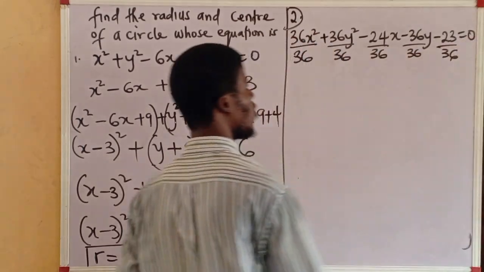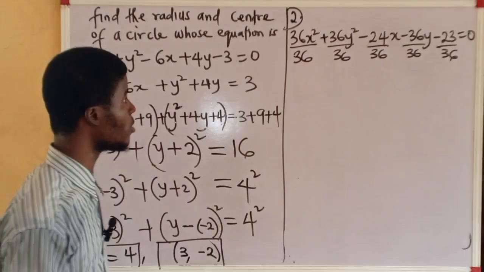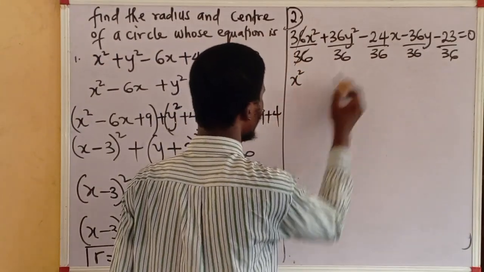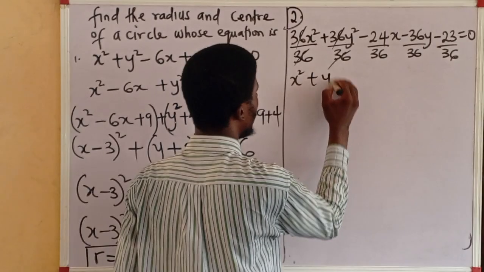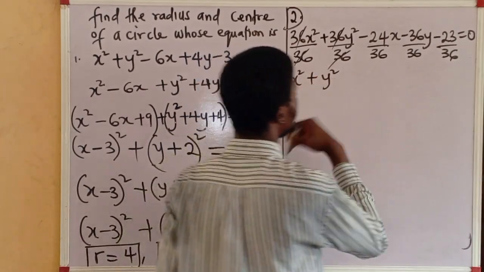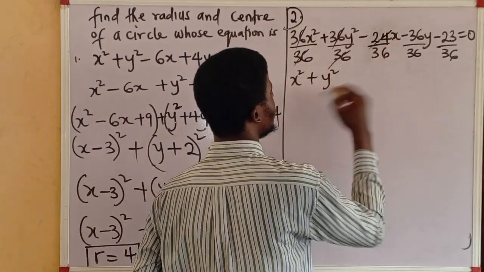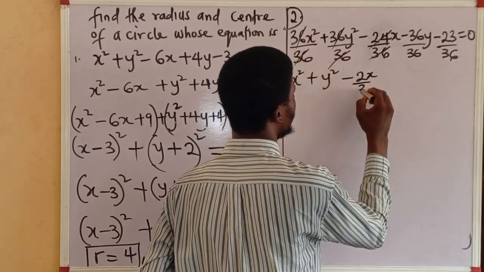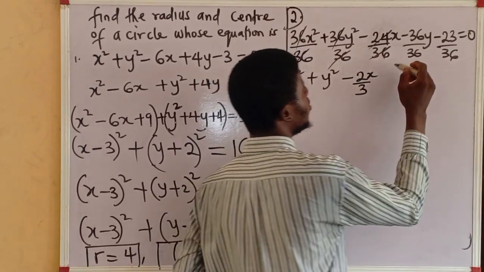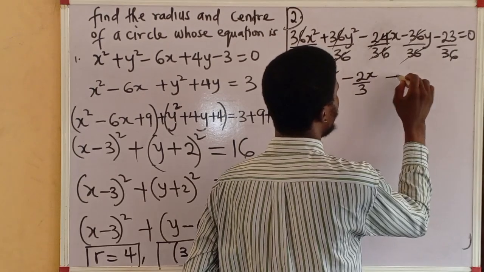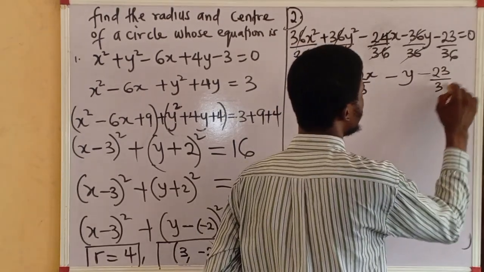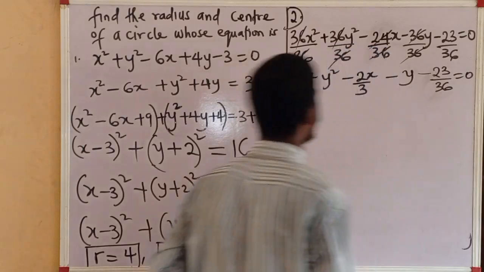Of course, 0 divided by 36 is 0. So this cancels this, I have x squared. This cancels this, I have y squared. 12 into 24 is 2. 12 into 36 is 3. This will cancel out to have minus y and minus 23 upon 36 equal to 0.